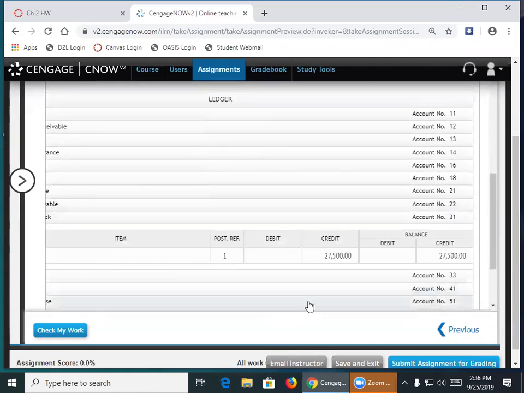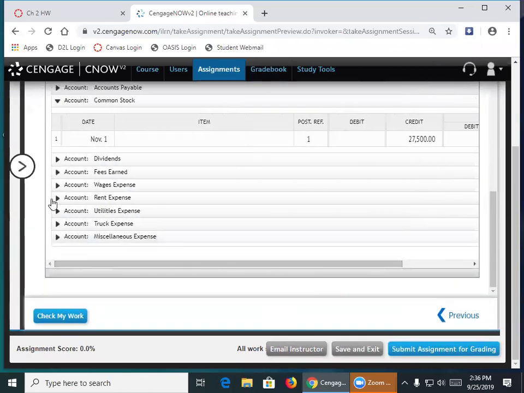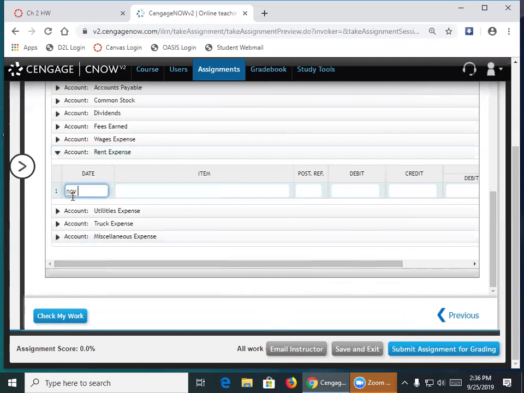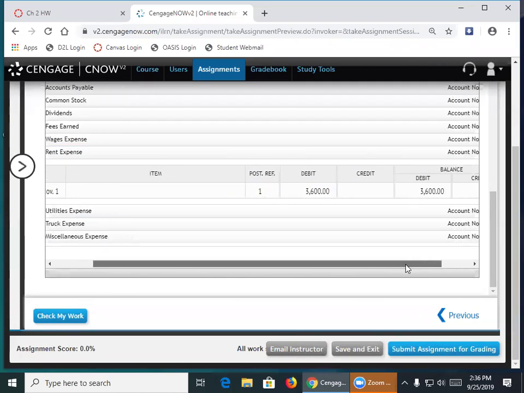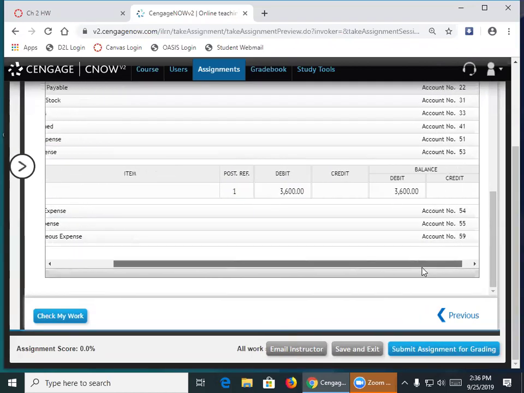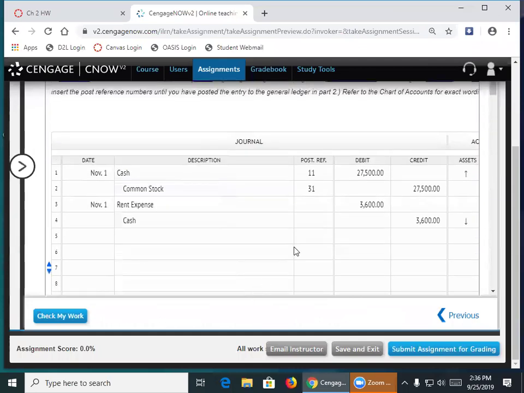So on the second entry, we increased rent expense $3,600. So again, I'd go down to my ledger, just scroll over, rent expense, still November 1st, still journal page 1, and I put my debit amount in, and it has a debit balance. Again, obviously, we only have one transaction affecting rent. So debit at $3,600 and a balance at $3,600. Account number 53. So on my post reference, I put in my 53.